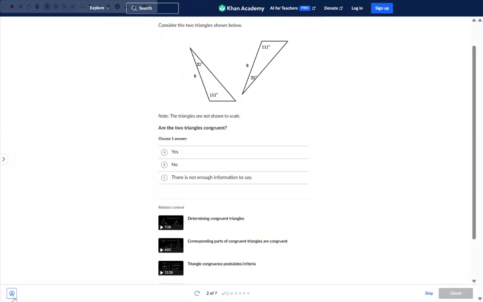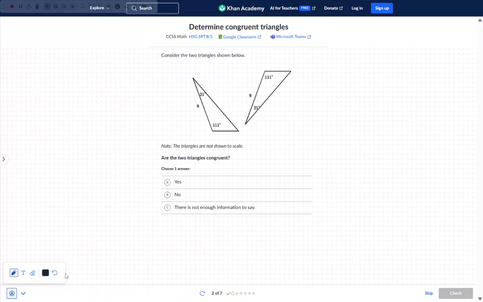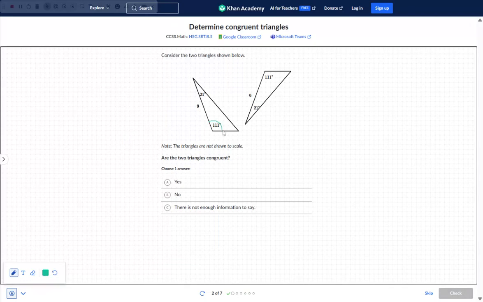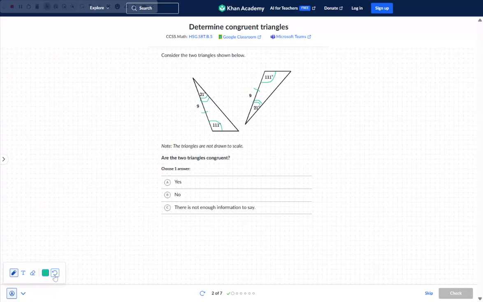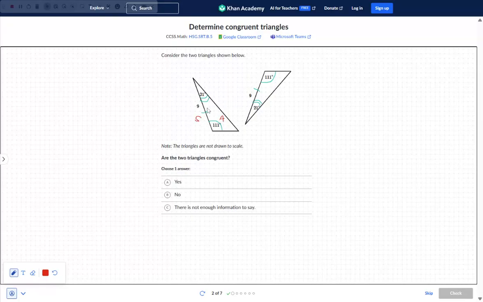Let's see, maybe there's one that's actually going to work. Let's find out. All right, so a new setup. We've got an angle down here, 111, and 21, and 21, and also a side length. Nice. So right from our class, we're labeling. What are we given? We're given an angle, a side, and another angle that's congruent. So this is an example of angle, side, angle, so it means they are congruent.